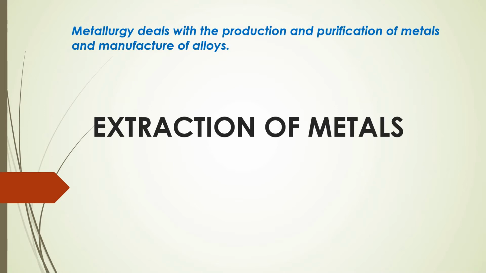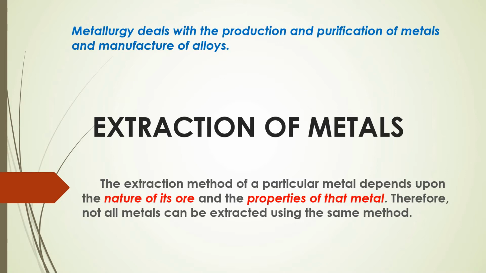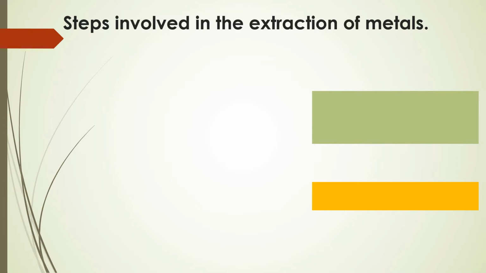Now, in order to extract metals from ores, several physical and chemical methods are used. The extraction method of a particular metal depends upon the nature of its ore and the properties of the metal. Therefore, all metals cannot be extracted using the same method. There are different methods involved in the extraction of different metals. So let us see the different steps involved in the extraction of metals.